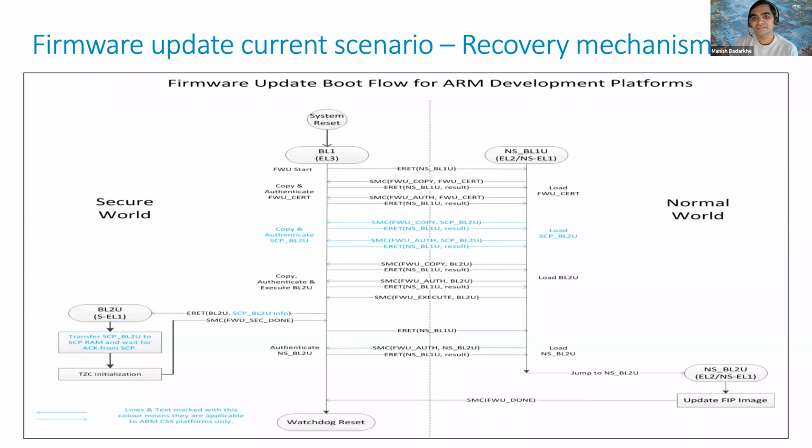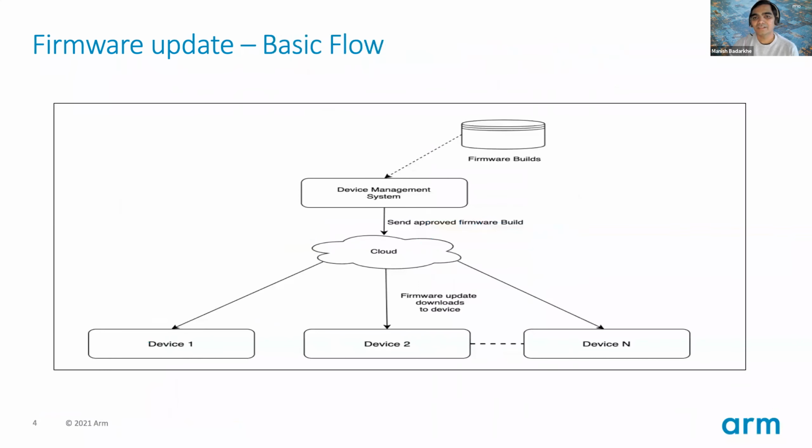So let's see in general how the firmware update works. In general, all the firmwares which are getting developed are submitted to a firmware store, which we call a firmware build. Then the device management system takes this firmware from the store, does the sanity checking of those firmwares, and then sends those firmwares over the cloud. Finally, those firmwares get downloaded into the devices.